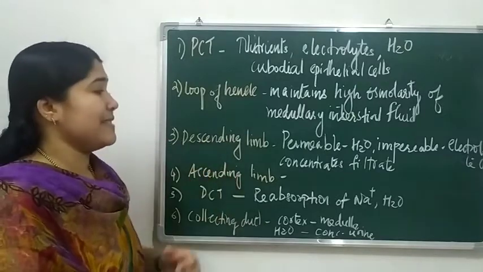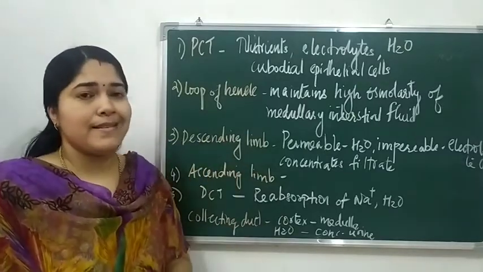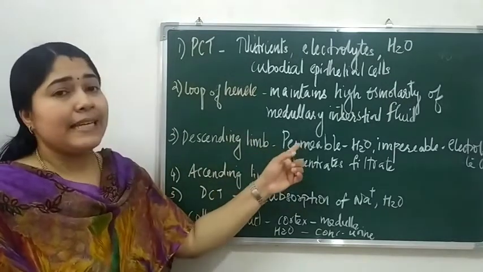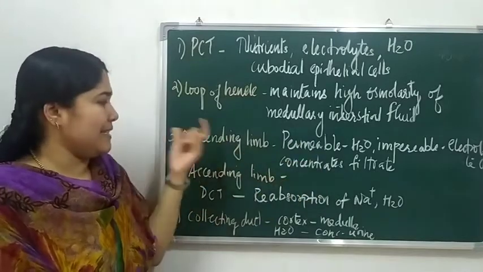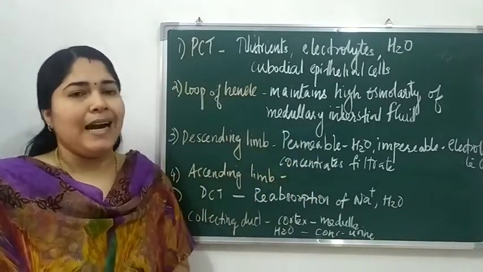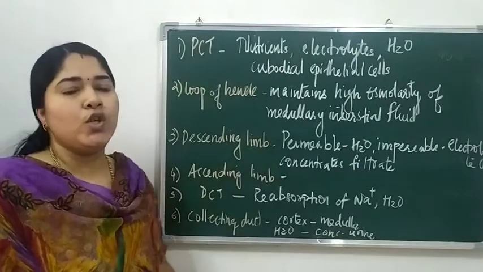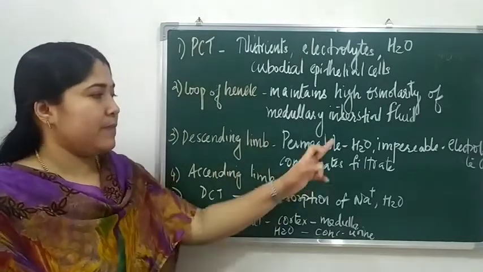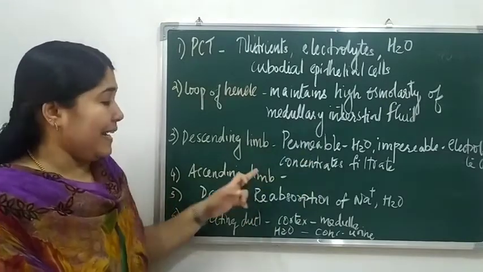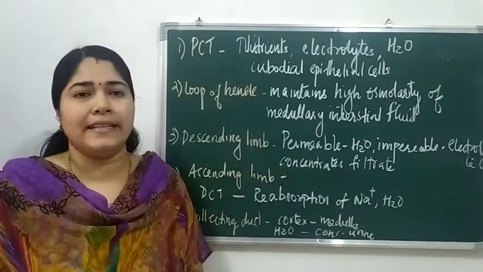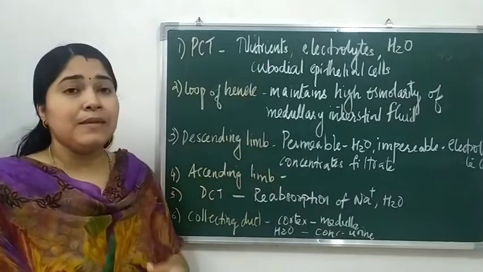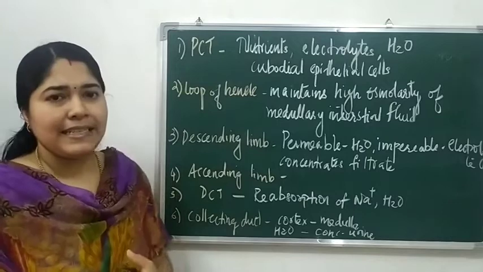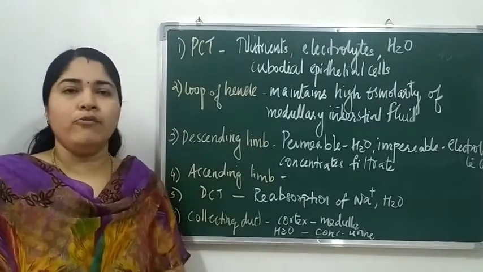And the next is the ascending limb. The just opposite is taking place in the ascending limb. As the descending limb is permeable to water, the ascending limb is impermeable to water, and it is permeable to electrolytes, and it dilutes the filtrate. What is done in the descending limb? It concentrates the filtrate, whereas the ascending limb dilutes the filtrate.